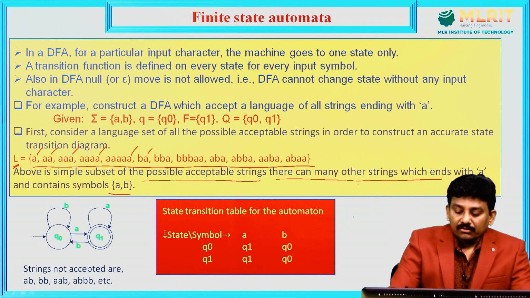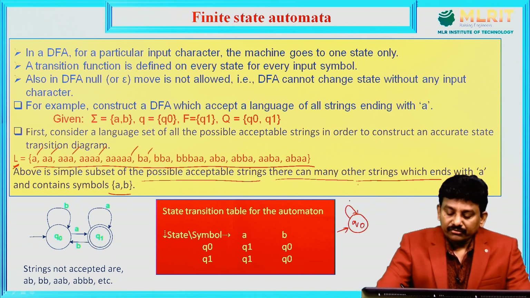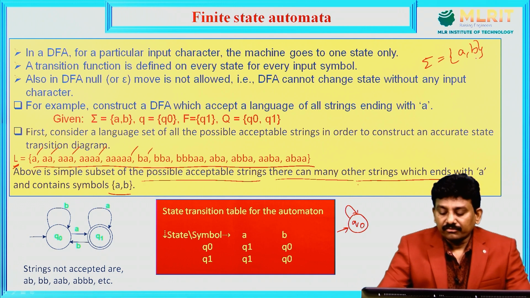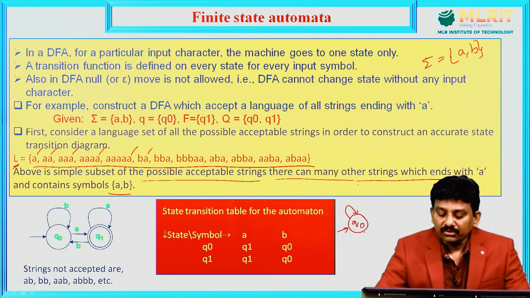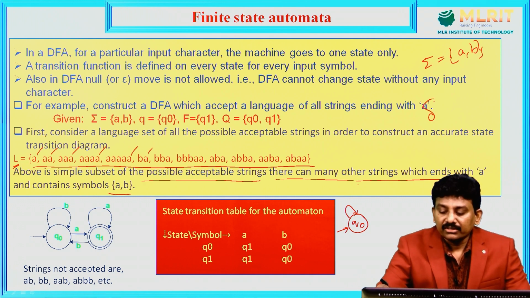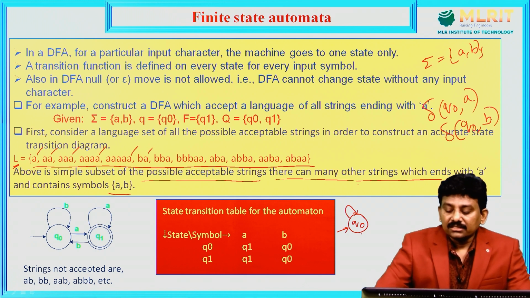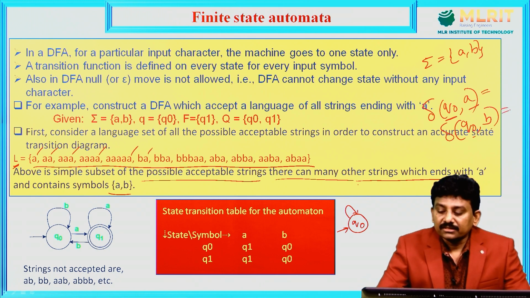So we need to take the initial state, q0, as the initial state. If you read input, we have the input alphabet A, B, either A or B. For every state like q0, we need to define the delta function for A and the delta function for B. So one state is there, the initial state q0. For q0 and A we need to define the transition. For q0 and B we need to define the transition.